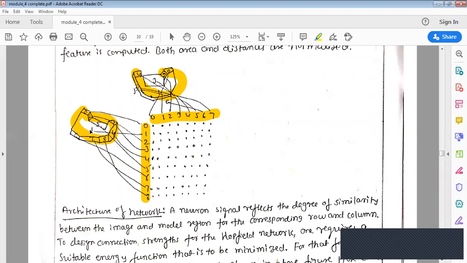See here. Let us take 1. Whether 1 will match with 0? Whether this 1, the area, will match with 0? No, no, sir. Will 1 match with 3?